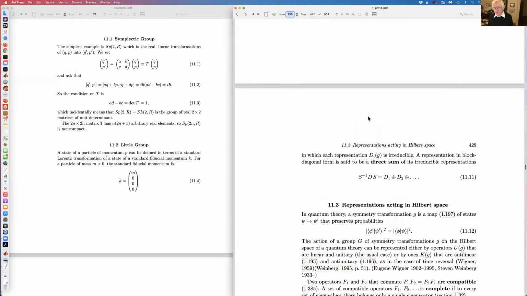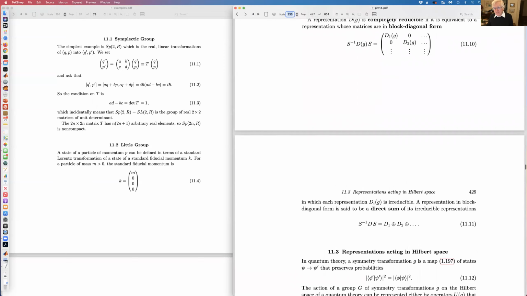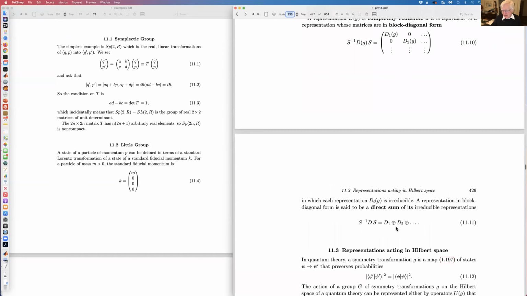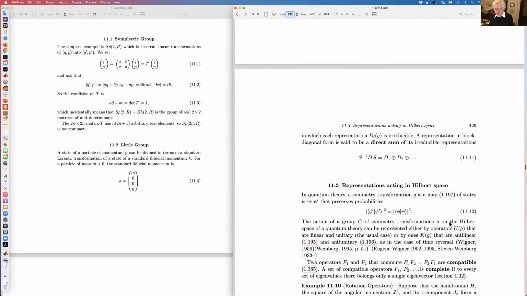Anyway, when you have this situation, namely that a representation can be written in block diagonal form, then what we say is that it's a direct sum of various irreducible representations.